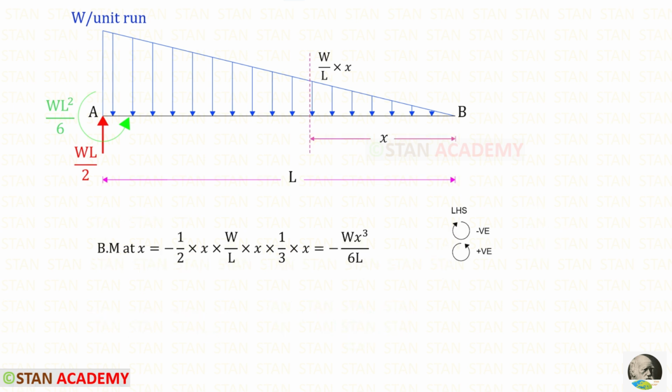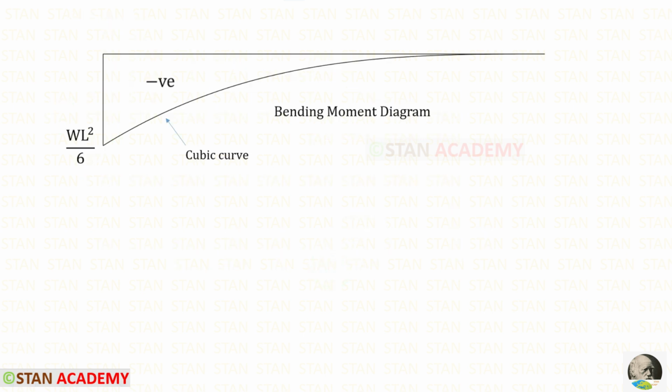Now let us find the bending moment at the distance of x from B. We need to multiply the area of this triangle with the centroid distance. This is the area and this is the centroid distance. In this way we will get minus W x power 3 upon 6L. Here you can see the bending moment diagram.